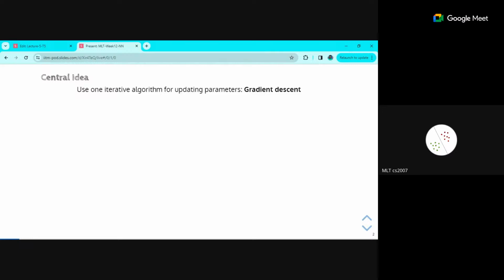So the idea is: how do I use a gradient based optimization algorithm? And of course, the requirement is that the loss function needs to be differentiable. Then only can we compute the gradients. So we have to ensure that, and therefore it has to be continuous.